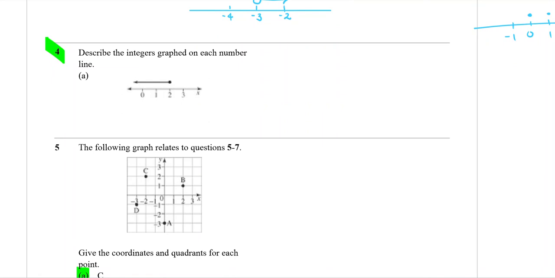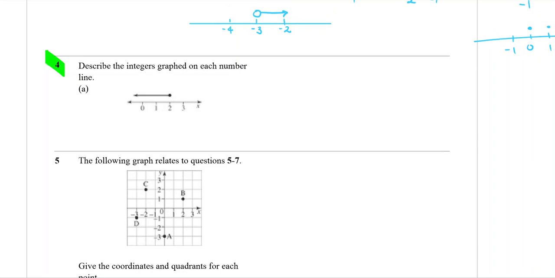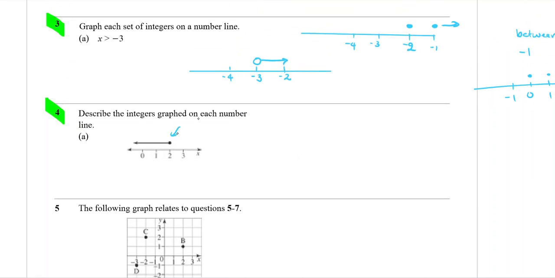So question 4, it says to describe the integers that are shown by this number line. Because this one, see the dot is coloured in. When the dots are coloured in, that's either a less than or equal to or a greater than or equal to. This one didn't have the equal to, which is why it was the open dot. They're the only two types of dots you have, okay? Okay, so this one is going to have an equal to sign on it.